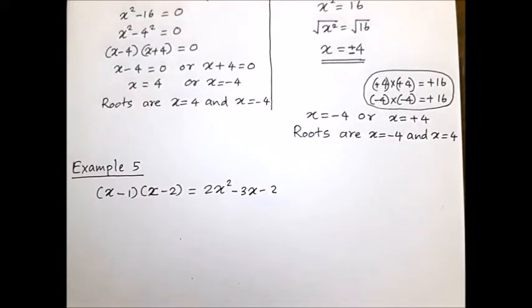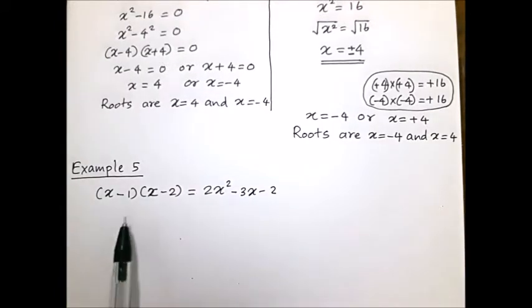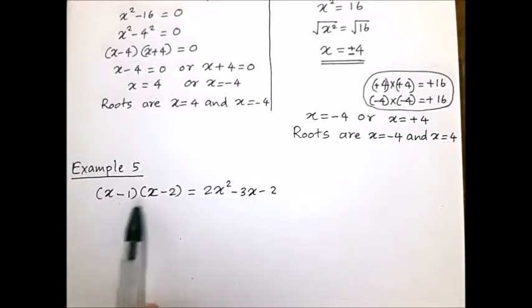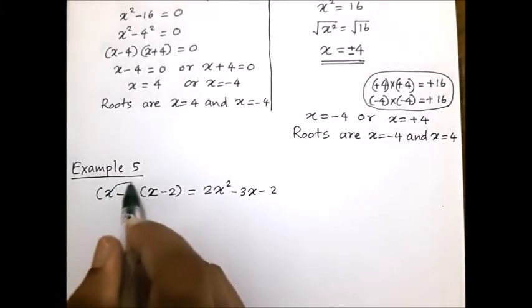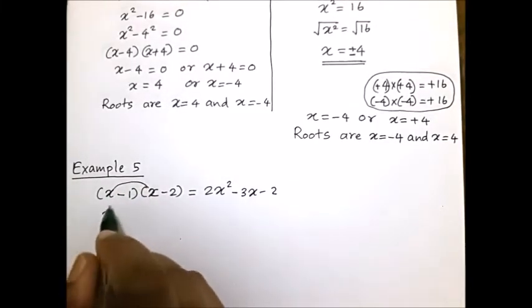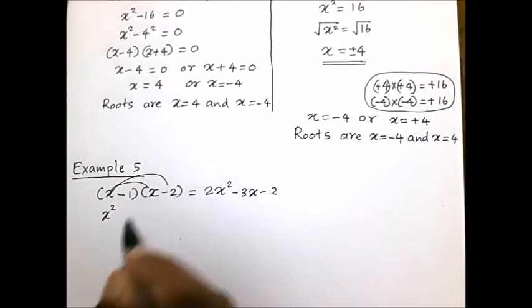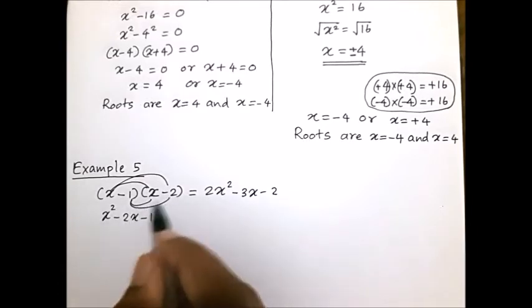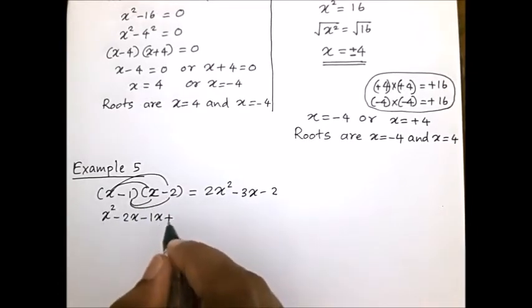Now look at the fifth example. In the left hand side there are two factors and the right hand side is a quadratic expression. First you have to remove the brackets in the left hand side. x multiplied by x is x to the power 2, x multiplied by minus 2 is minus 2x, minus 1 multiplied by x is minus 1x, minus 1 multiplied by minus 2 is plus 2.